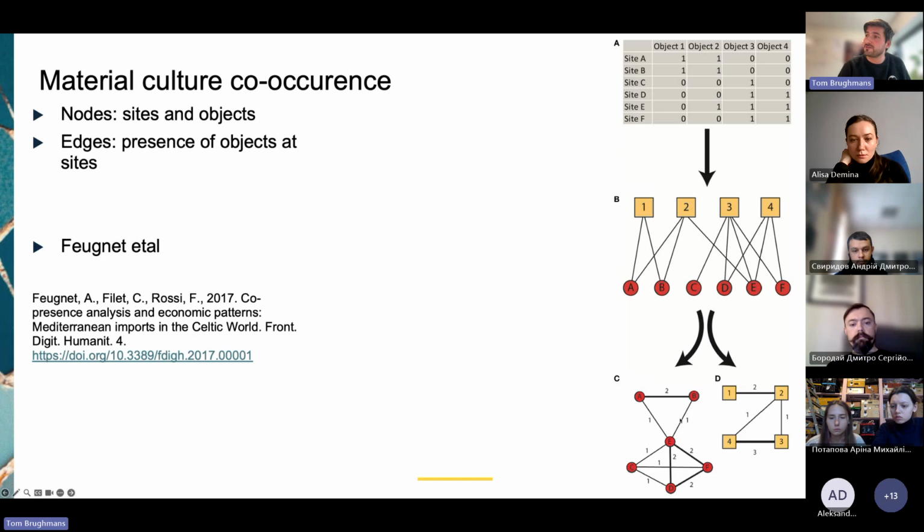Then we can make different types of networks to study either the relationships between the sites, and that's what you can see here on the left-hand side. These are relationships between the sites as mediated by material culture co-occurrence, or we could represent relationships between the material culture types as mediated by the sites on which they are found. So for example, object types 4 and 3 have both been found together at 3 different sites. There are lots of examples of that in the archaeological literature.